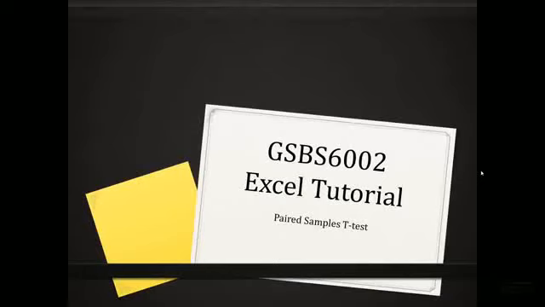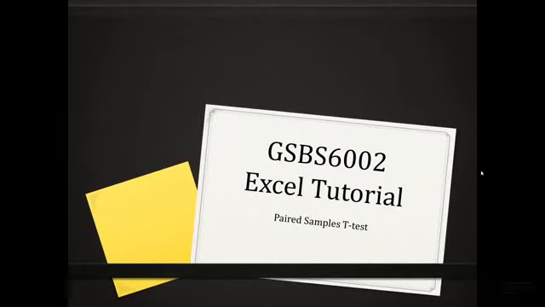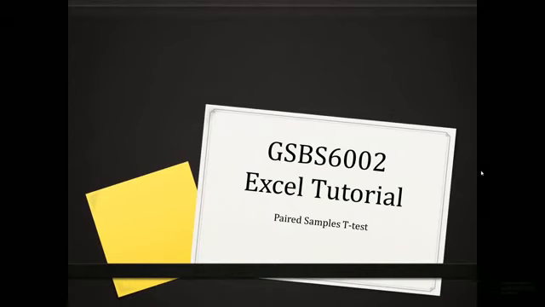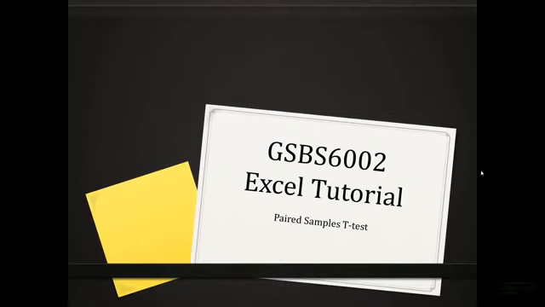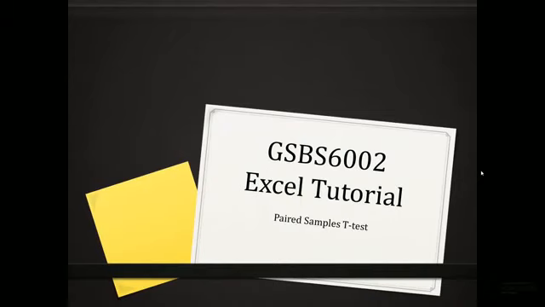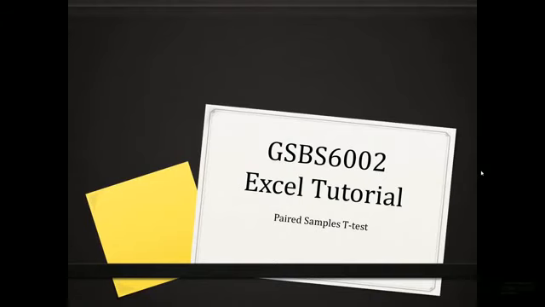Welcome to this Excel tutorial on the paired samples t-test. We use a paired samples t-test to compare the mean of two continuous variables whereby those variables are dependent. We have paired data where we measure the same observations, either two different questions or two different variables for the same set of observations, or alternatively when we measure the same set of observations at two different points in time. So let's jump into Excel and have a look at how we can perform this test.